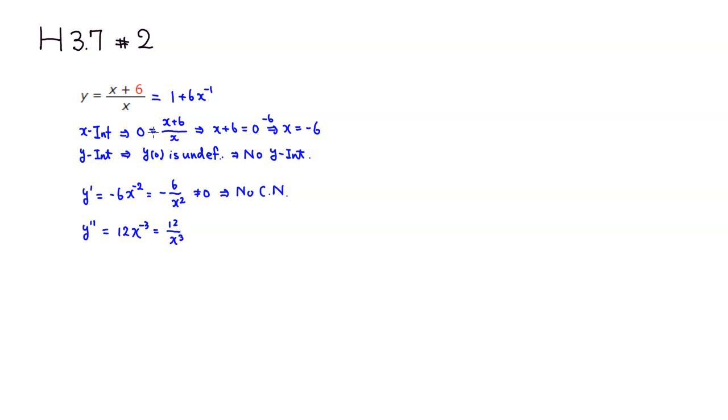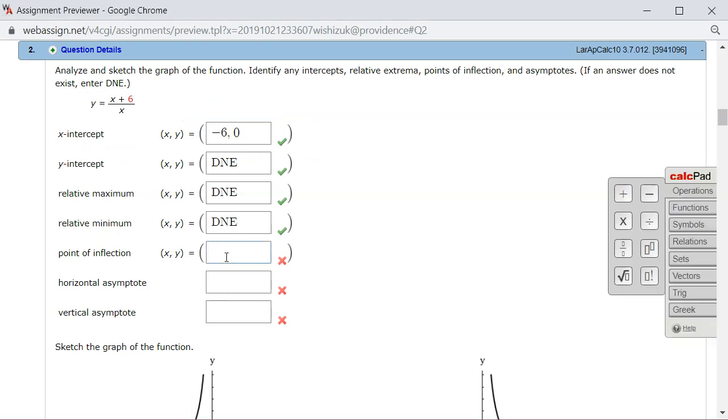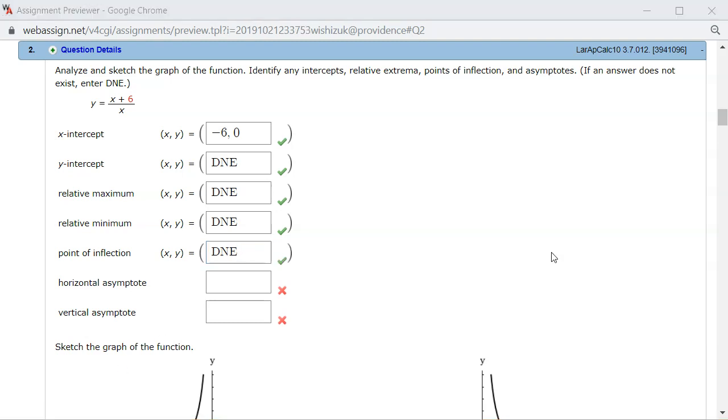You can see that here again, this is never 0, and it's undefined at x equals 0, but 0 is not included in the domain. So there will be no inflection point either. It's going to be does not exist. Let's check the answer. I came back and we got this one correctly. So there are no inflection points. It's not very interesting. We have a whole bunch of does not exist, and hopefully we have asymptotes.